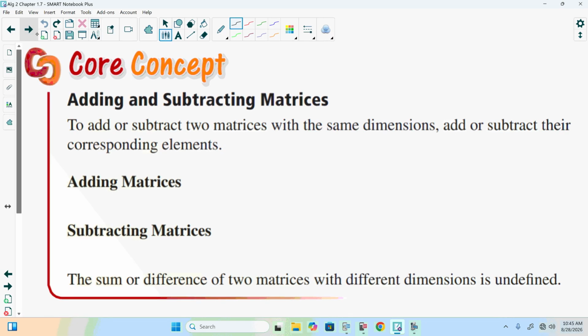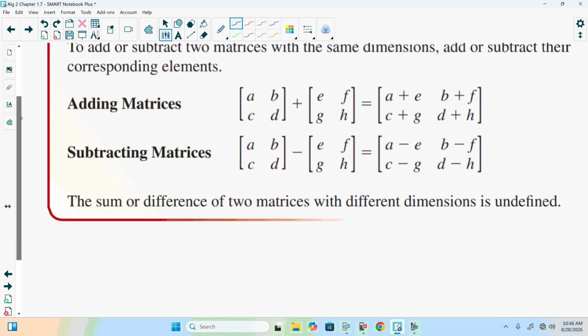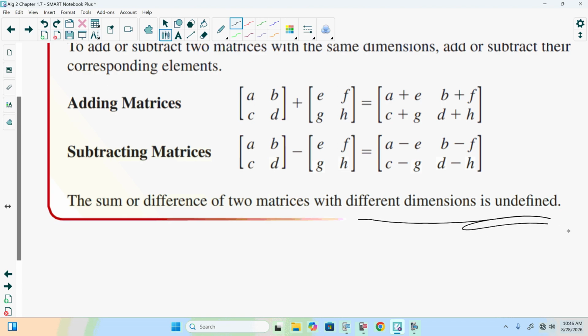What we're looking at today, the first thing, is adding and subtracting matrices. To add or subtract two matrices with the same dimensions, add or subtract the corresponding elements. So you don't have to write this down, but this is kind of the overall look at it. The sum or difference of two matrices with different dimensions is undefined. It is not possible. So let's actually see what this looks like.